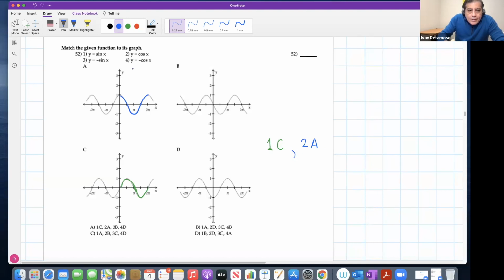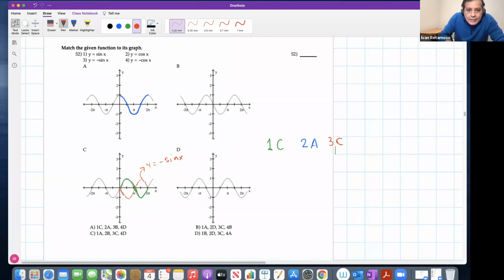Third pairing, let's say we look for y equals minus sine. Remember, sine compared to minus sine, they are just reflections of each other. Let's use this color. If this is sine, minus sine will be the reflection about the x-axis of sine. This will be the graph of y equals minus sine of x. So this is telling me that 3 goes with C. And finally, the last one, 4, is minus cosine.